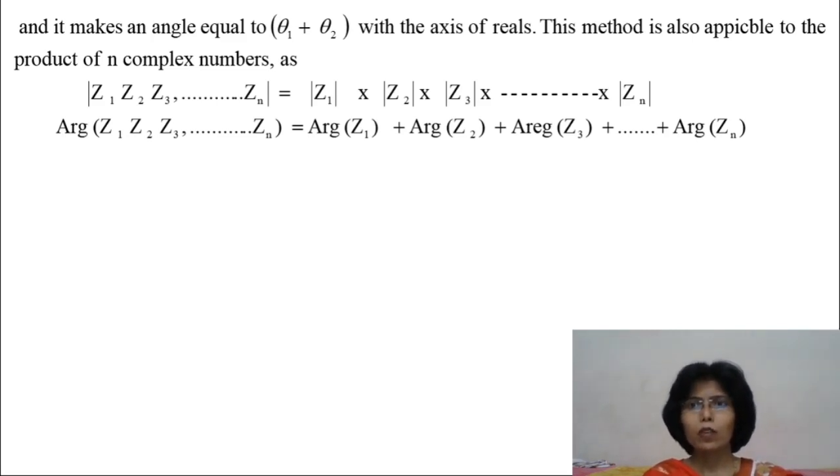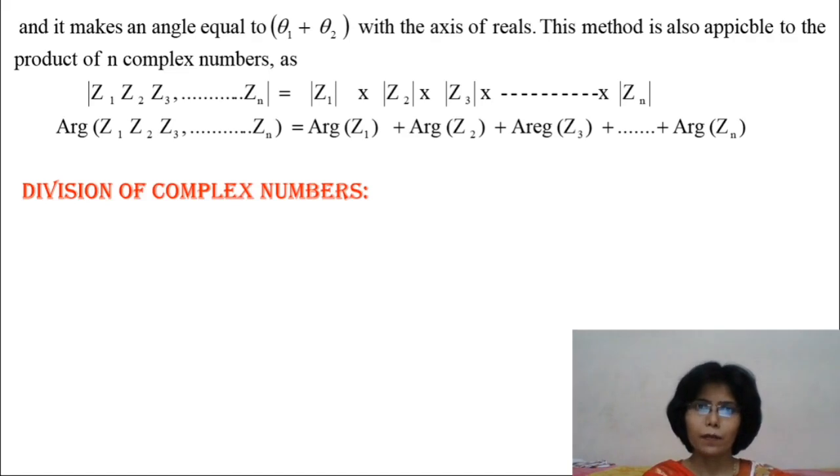And this method is also applicable to the product of n complex numbers, such that mod of Z1 Z2 Z3 up to Zn is equal to mod of Z1 into mod of Z2 into mod of Z3 up to mod of Zn. And the argument of Z1 Z2 Z3 up to Zn is equal to argument of Z1 plus argument of Z2 plus argument of Z3 up to argument of Zn.